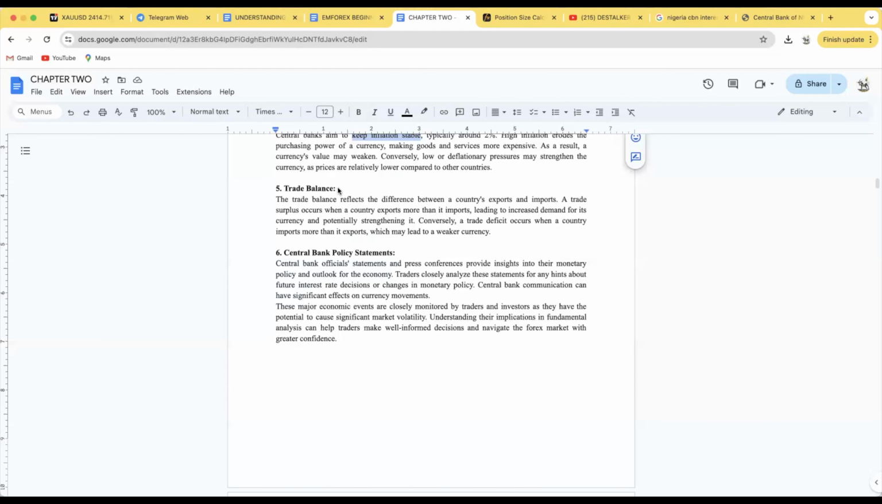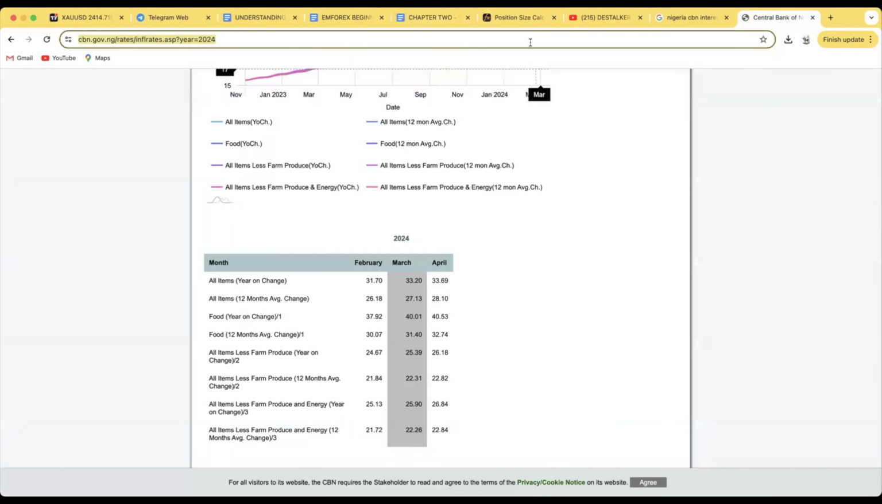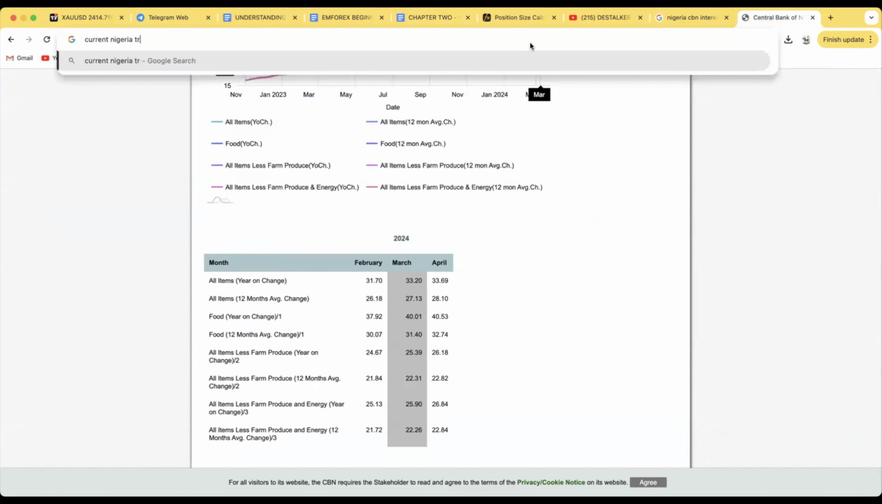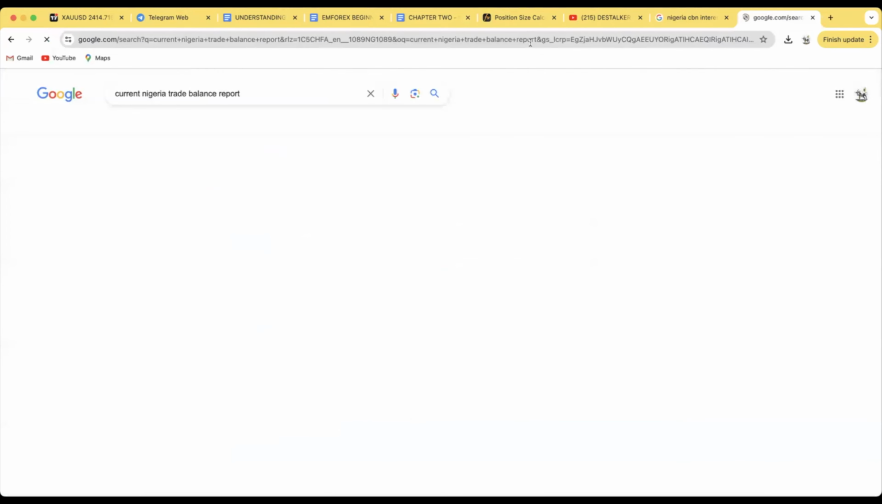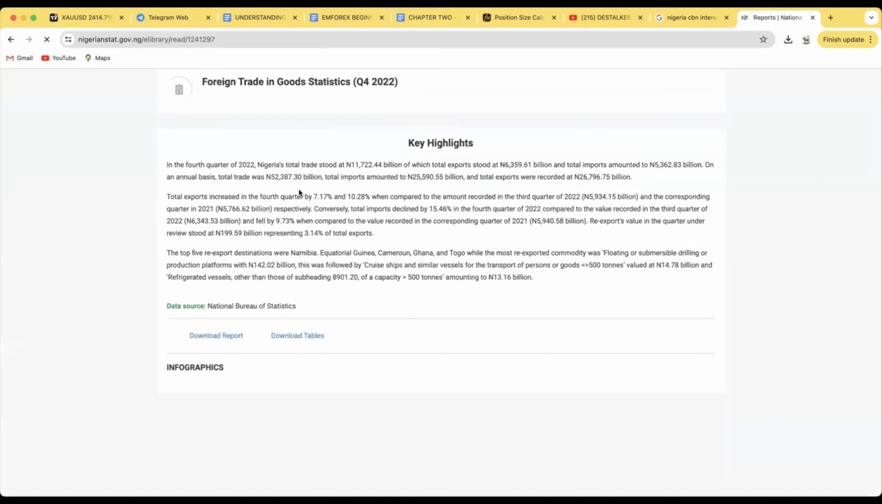So now if I am to check the Nigerian trade balance, let's see what it is. Okay, Nigerian stats. Oh, this is Q2 2004.